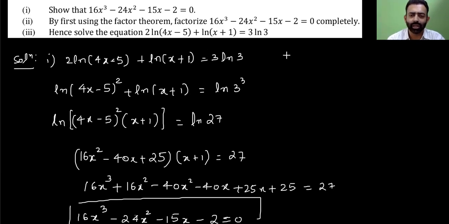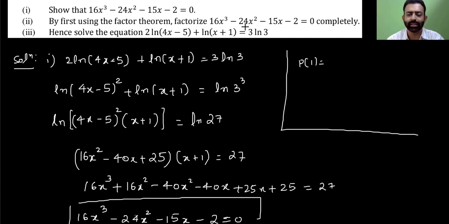So if you put p of 1, you will get 16 minus 24 is minus 8, minus 8 minus 15 is minus 23, and again minus 2, so p of 1 is not equal to 0. Then go for minus 1. This is minus 16, minus 24 is minus 40, plus 15 is minus 25, minus 2 is again not equal to 0. Then go for 2, right?